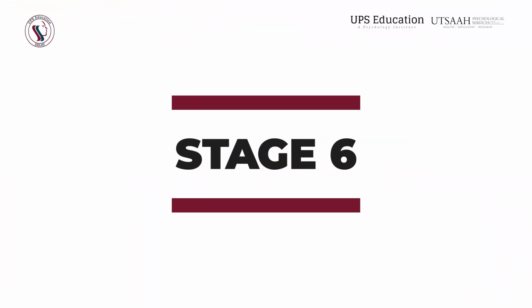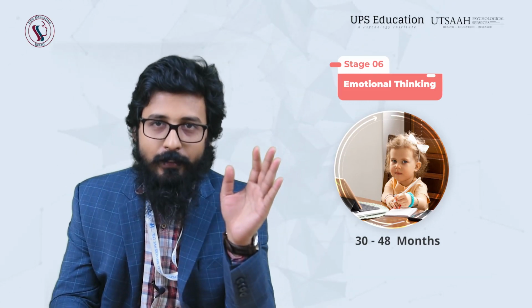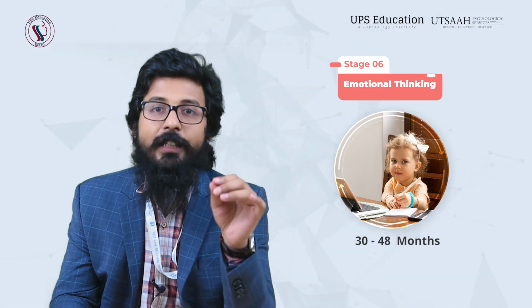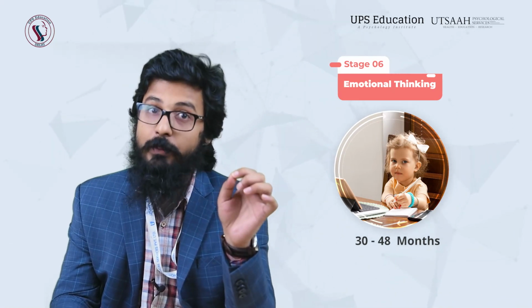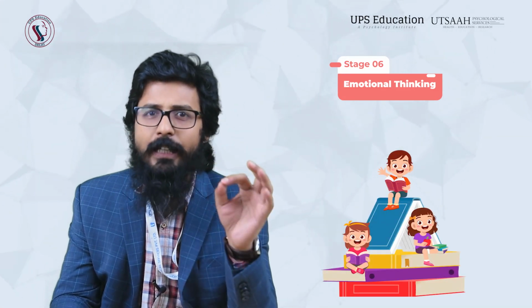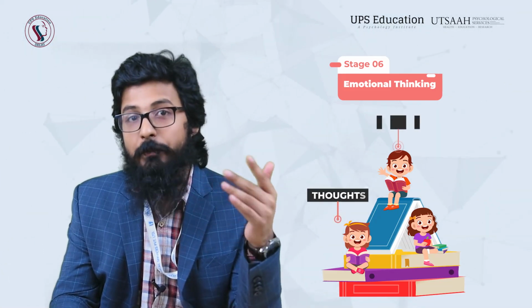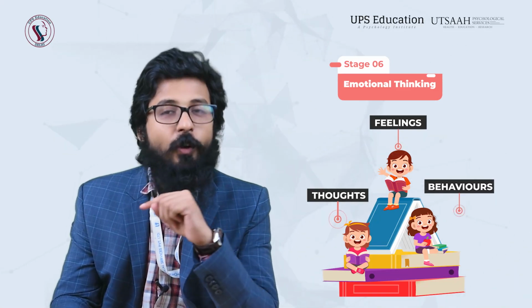Now after the development of object permanence and imaginative emotional thought and ideas, they will enter stage 6, which we call emotional thinking, and that emerges during 30 to 48 months. In this stage, children begin to use information to develop a better understanding of the world as well as emotion. Children not only show a deeper understanding of emotion, they also come to realize how their thoughts, feelings, and behavior can be related to consequences.